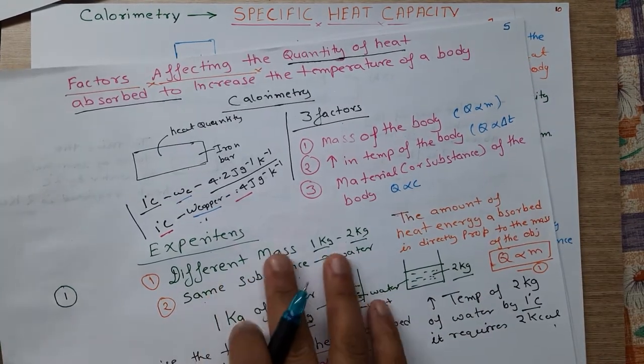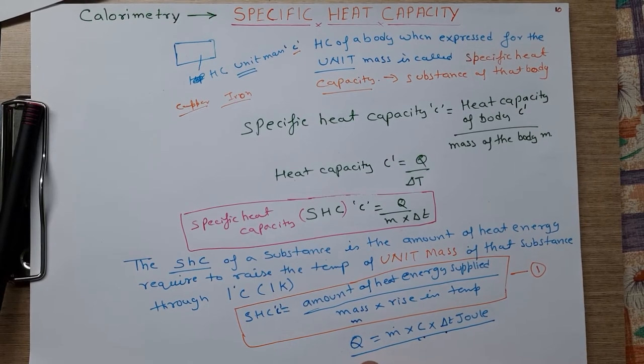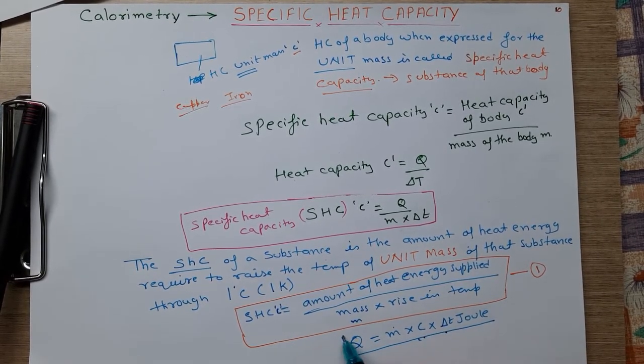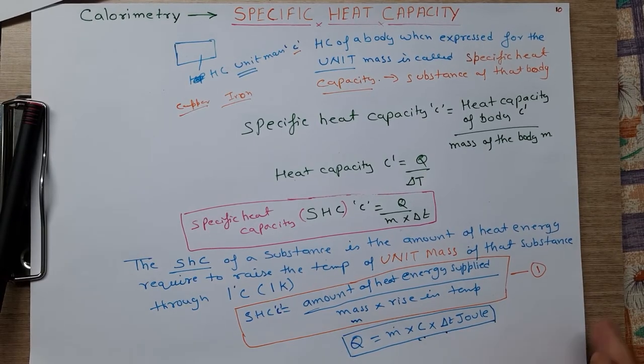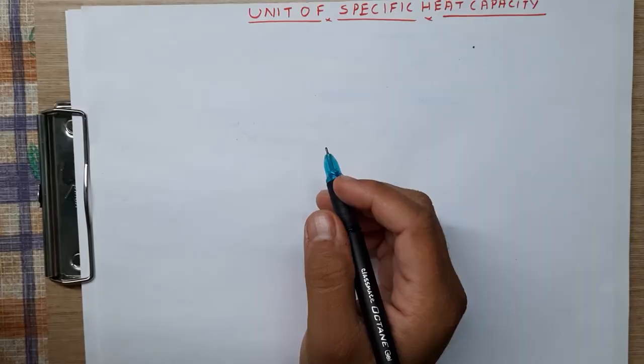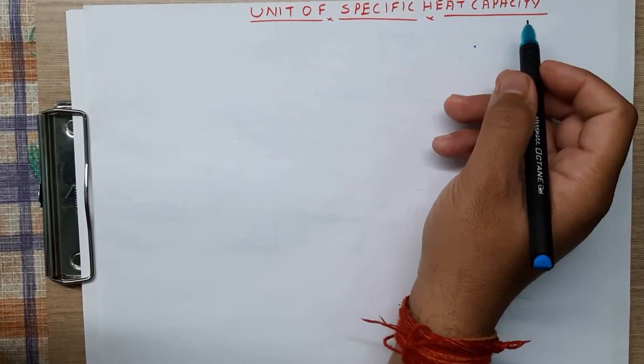So I have explained this in our earlier video. You can find the detail in the description, right? So this is what he was trying to explain here, where he is mentioning Q is equal to m c delta T, right? So this is about specific heat capacity. Now let's see the unit of specific heat capacity.